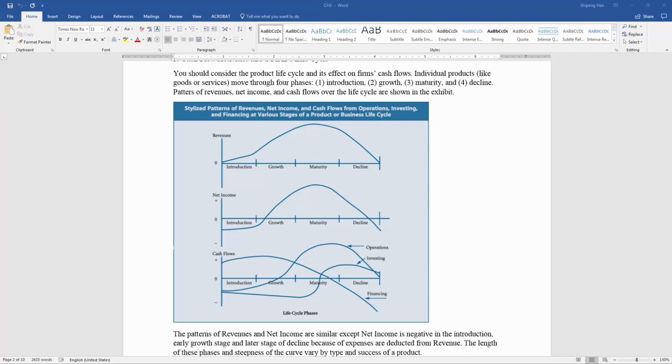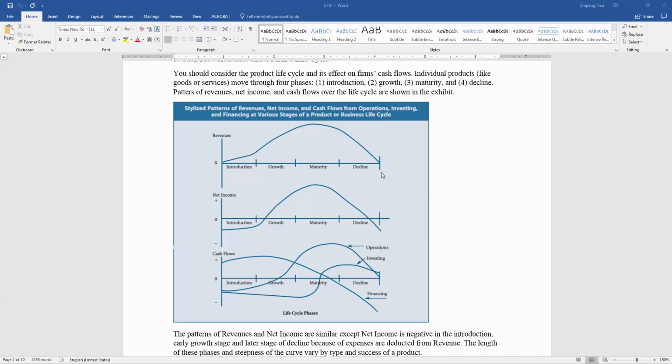In this video, I'm introducing the life cycle when we analyze the statement of cash flows. Life cycle exists for a single product. For example, a product probably will pass through introduction, growth, maturity, and finally decline. Those are the four stages, but the duration is probably different.